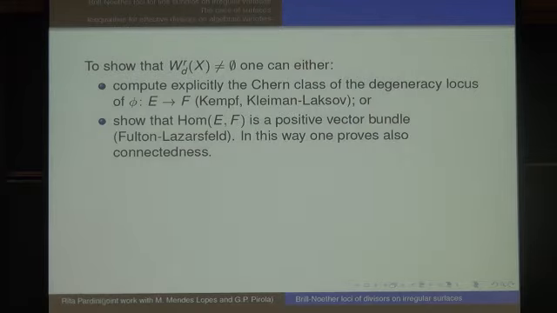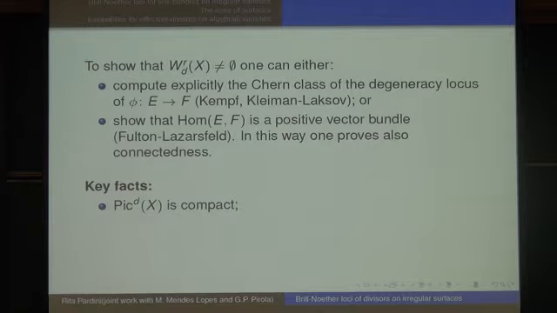Another possible approach is to look for positivity properties of these vector bundles, and this is what was done by Fulton and Lazarsfeld, and they not only recovered the previous result by proving that the bundle of homomorphisms from E to F is positive, but they also could prove connectedness. So what are the main points here that make this approach work?